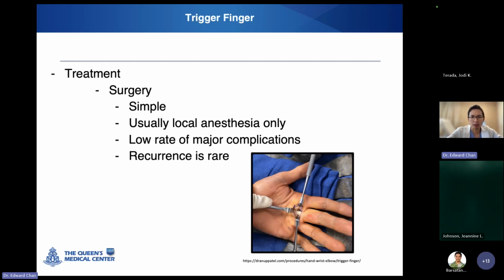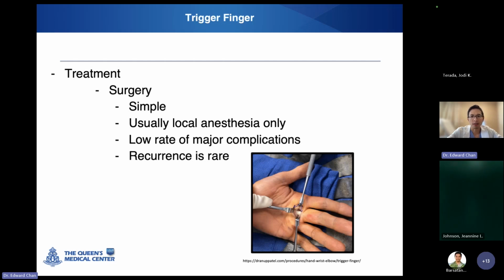The main things afterwards that people mention are, it is sore for a little bit. Everyone's different based on their pain tolerance, but sometimes the soreness there can last for a few months. Usually it's not debilitating, but you may just have a little reminder of some mild soreness there. And then recurrence is rare. After this procedure is done, it's very, very rare that it would come back.